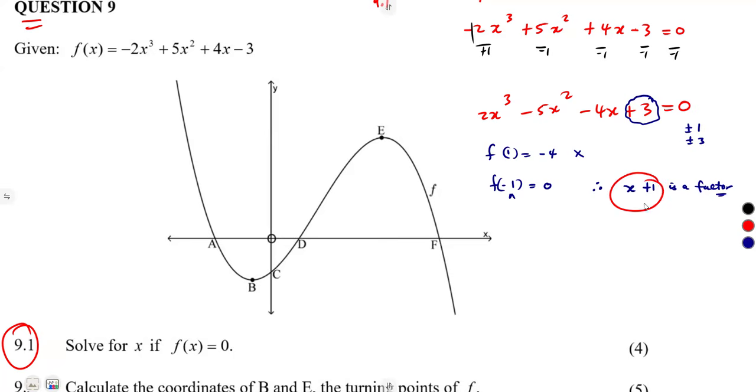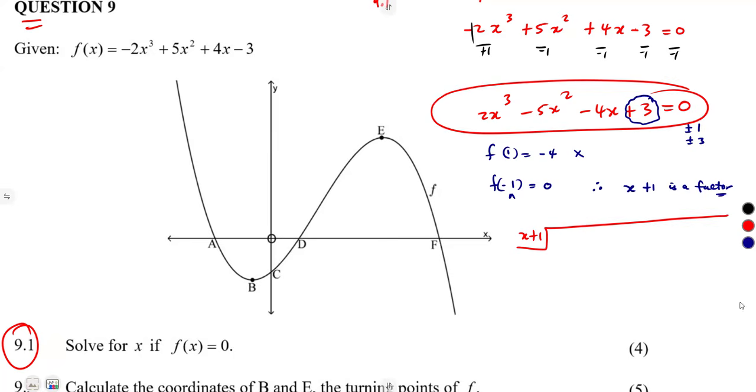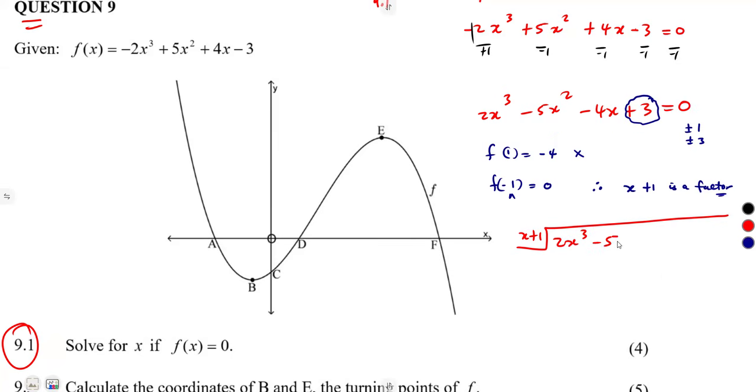Where our factor is x plus 1. So it's going to be x plus 1 into the cubic that we now have at this point. So just use the method that you understand for now. Like I said, I'm going to explain this later on. So remember our division, I said, is always first term to the first term. 2x cubed divided by x, that's 2x squared. So it's going to be 2x squared.